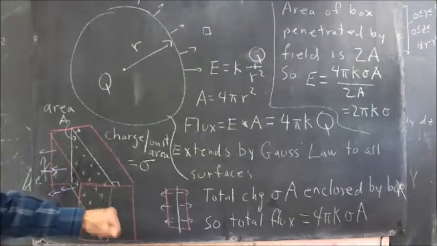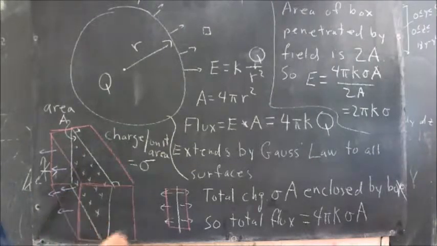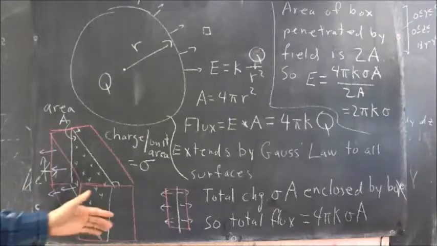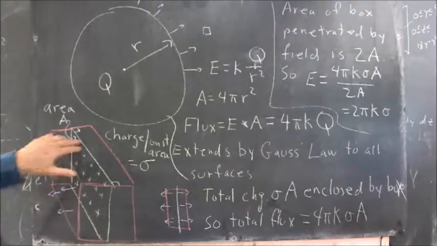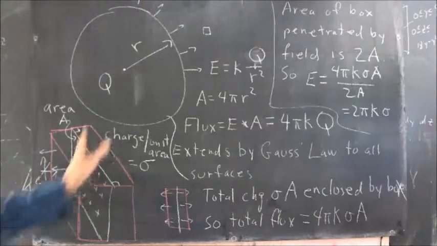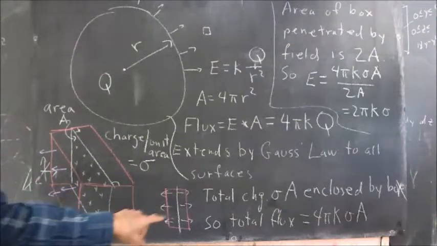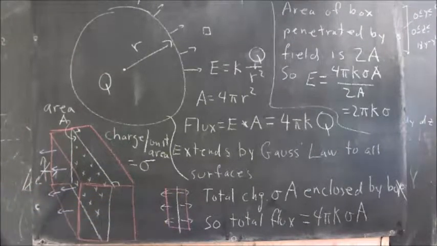The normal is out this way from this part of the end of the box, and the field is this way, perpendicular to it. Dot product is 0. So there's no field penetrating the sides or the bottom or the top of this box, only the front and the back, and we can visualize that based on this picture.